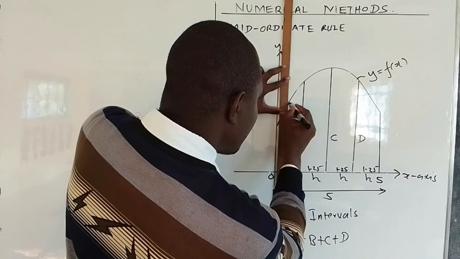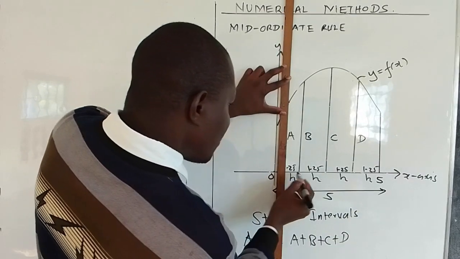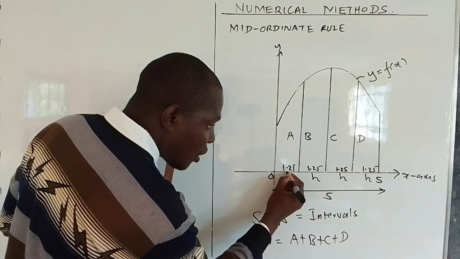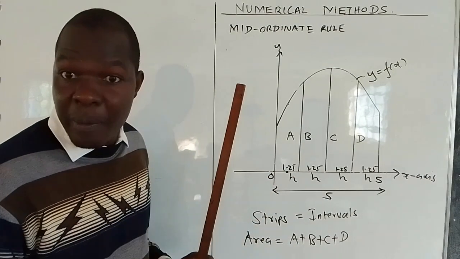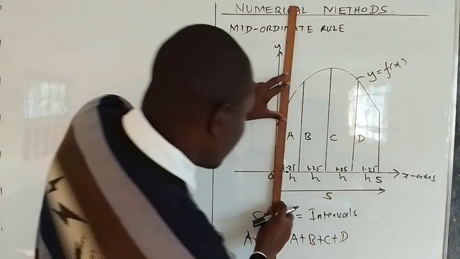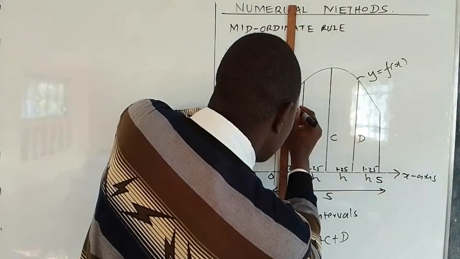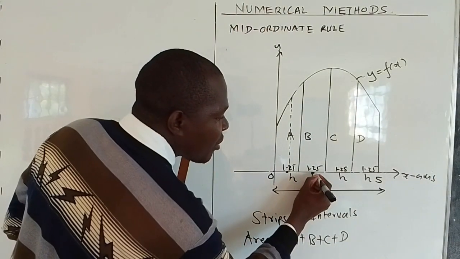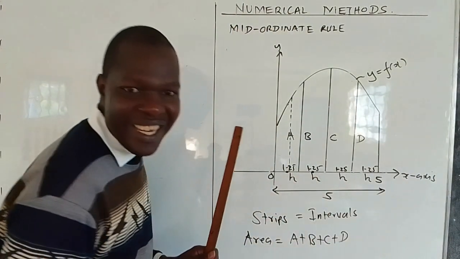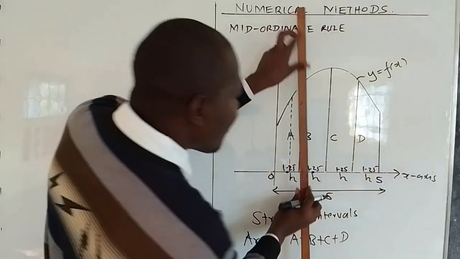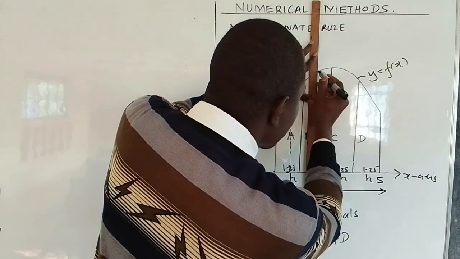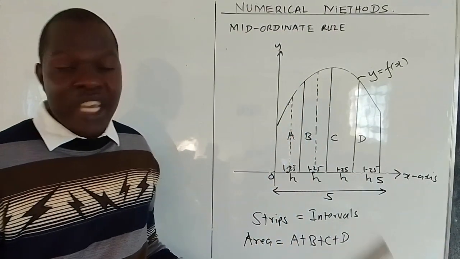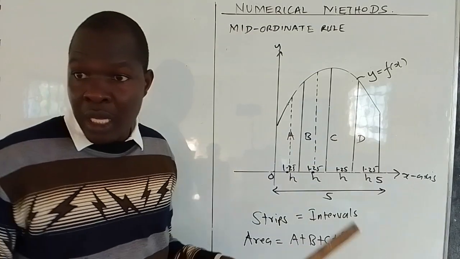So here, the middle point of this interval is the ordinate in the middle, isn't it? When you join it, you see it will pass like that. Then the middle point of this next interval is the ordinate in the middle. That is the X ordinate, and the corresponding Y coordinate is here at the end of the curve, isn't it? Are you seeing the mid-ordinate rule? It uses the ordinate in the middle.